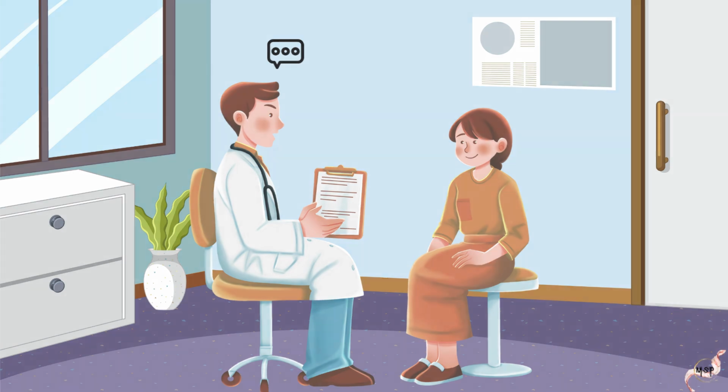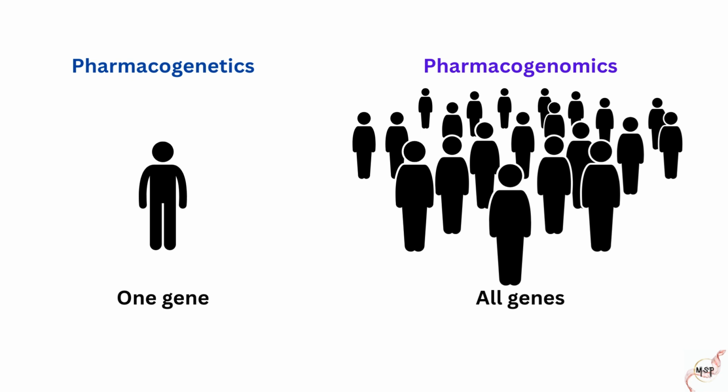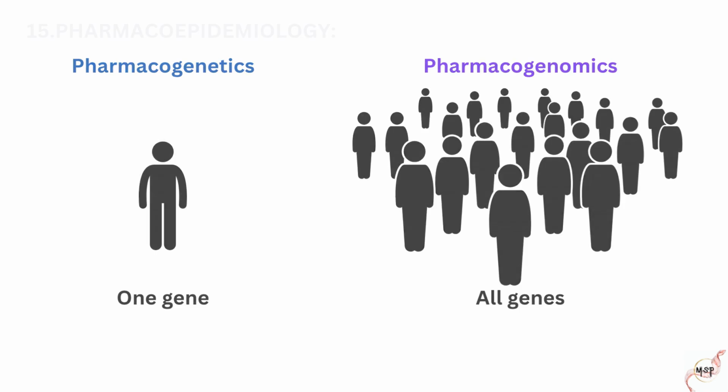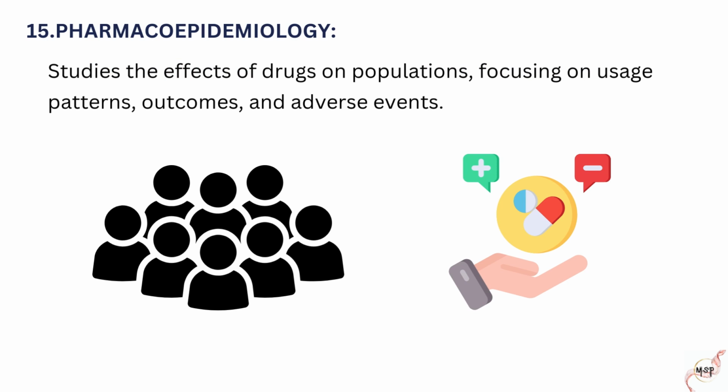Dear friends, don't get confused with pharmacogenomics. Okay? Pharmacogenetics is about how one gene affects a drug. But in the case of pharmacogenomics, it studies how all genes together influence drug response. Next one is pharmacoepidemiology. It studies the effect of drugs on populations, focusing on usage patterns, outcomes, and adverse events.